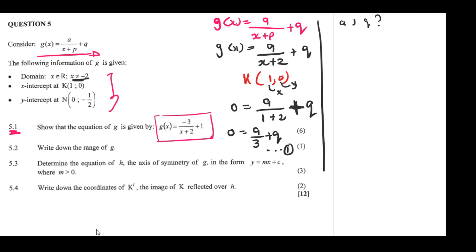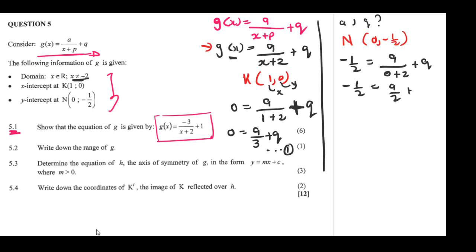So let me separate this. And then now, in the same g of x, you're going to substitute your y-intercept. Your y-intercept in this case is n, which is (0, minus 1 over 2), right? So where there's y, you're going to put minus 1 over 2, is equal to a over, where there's x, you put 0, so 0 plus 2 plus q. So you're going to have minus 1 over 2 is equal to a over 2 plus q. Let's say this is your equation 2.